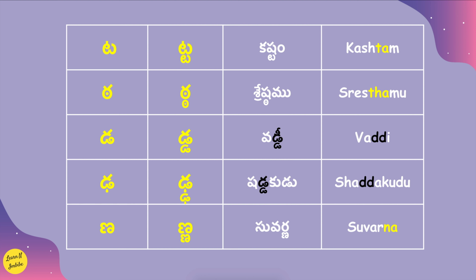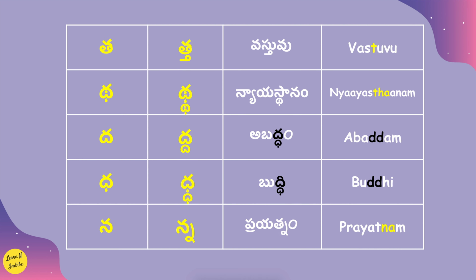Vaddi. Dh, Shaddakudu, which means Todaludu. N, Suvarna, which is gold or golden. T, Vastuvu, which is a thing. Th, Nyayasthanam, which is the court.